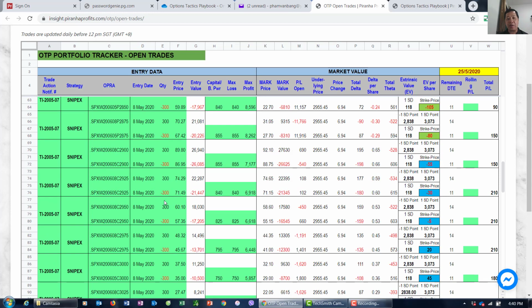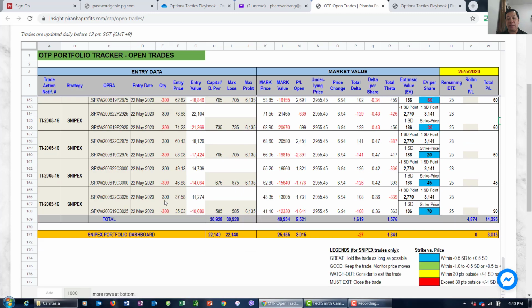How is this doing? So you scroll down to the bottom and you see one liner for the Snipex portfolio dashboard, where you can see that first of all, the combined Snipex trades are making $3,000 plus profit. And because I have not rolled anything, there's no rolling cost or profit. The next one you need to track is, very importantly, total delta of the Snipex portfolio. Right now it's negative 27, which is slightly bearish.